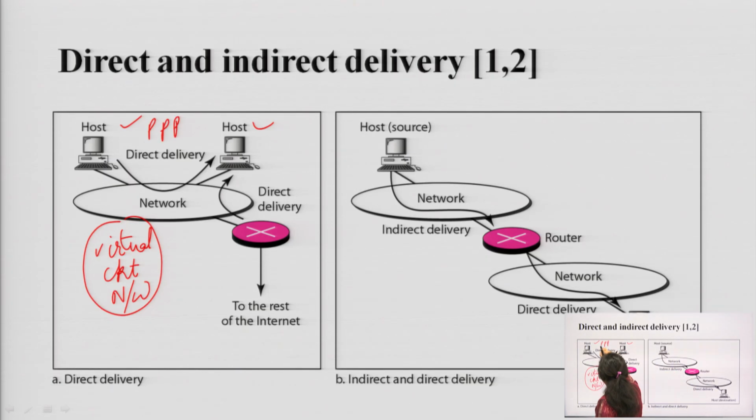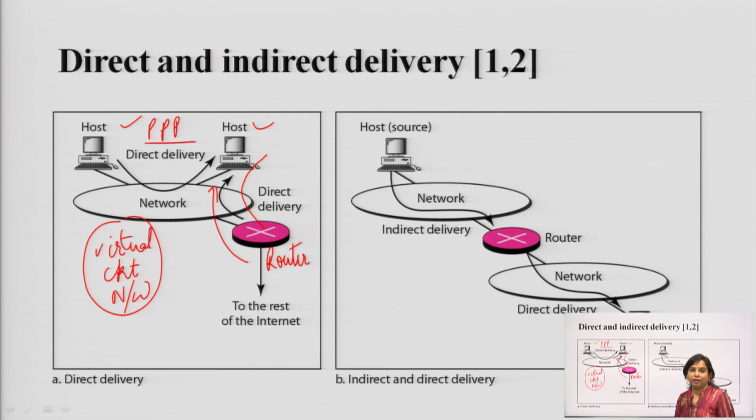A point to point protocol will be followed between host A and host B. Same is the case if I want to deliver the data directly from this host to this router, or from router to this host. This is also the way the data will be transferred from this router to this host. So, this is a case of direct delivery where there is no intermediate node between the two computers or two routers or different computers.